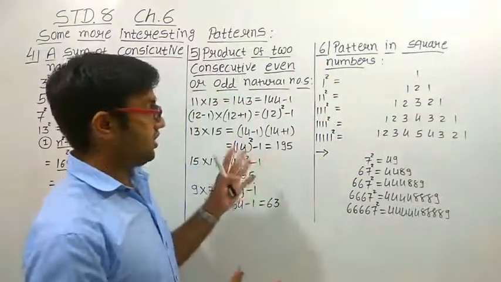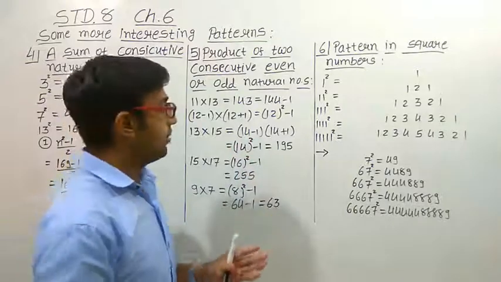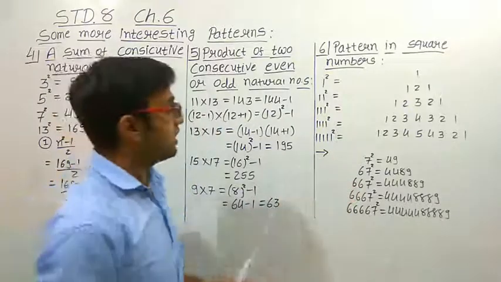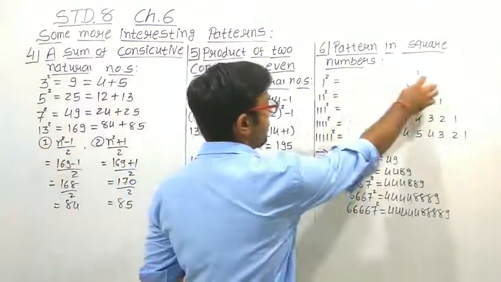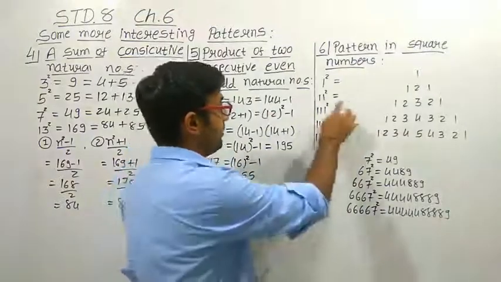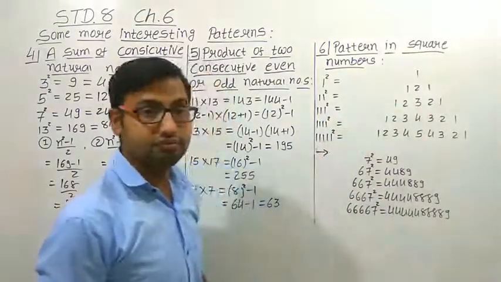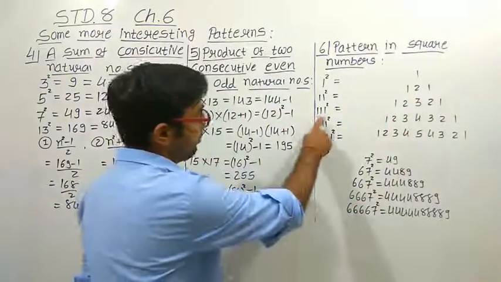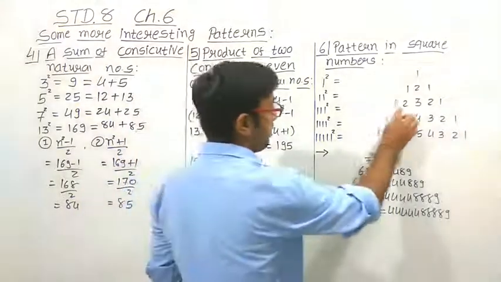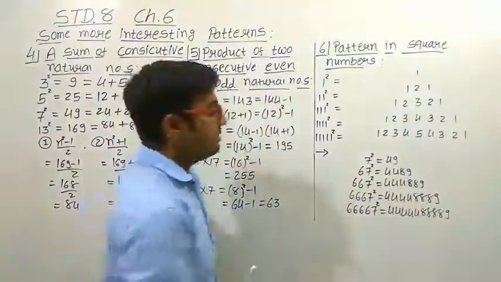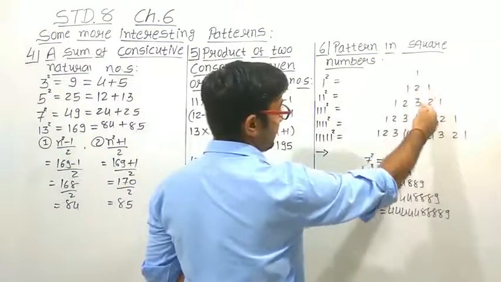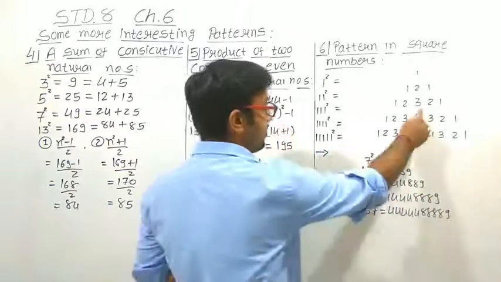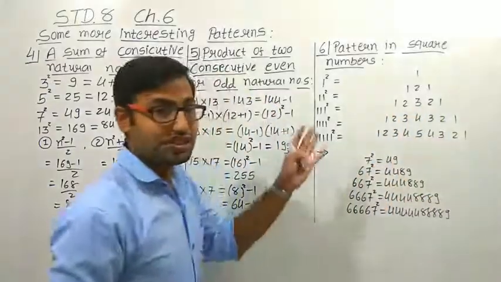There is a pattern when we do the square of 1, 11, 111, 1111. Which kind of pattern can we see? 1 square is 1. 11 square is 121. So here you can see that we get 1 2 1. Now 111 square is what? 1 2 3 2 1. That means this middle number is increasing, and on both sides the numbers are decreasing: 3 2 1, 3 2 1. So this is one kind of pattern.